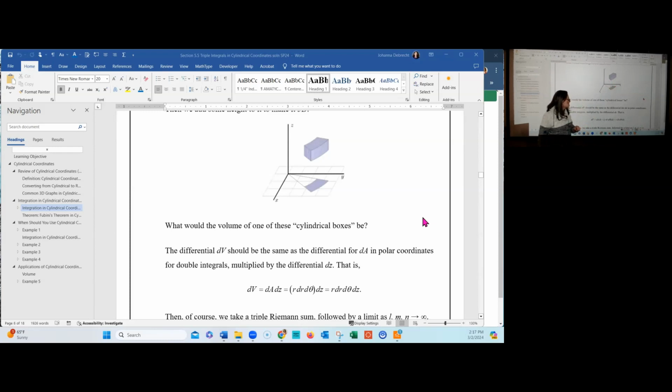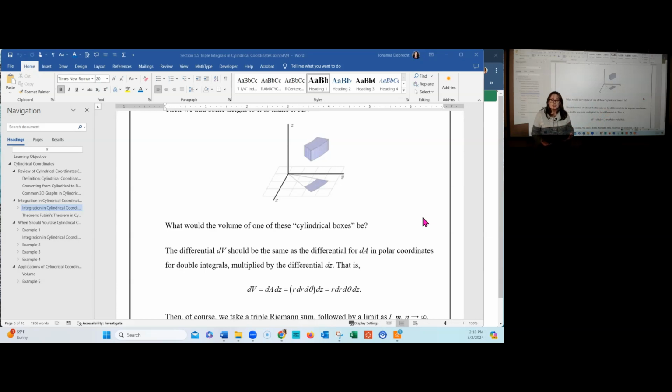single cylindrical box in the image here, that the change in volume, the differential dV, will be dA times dz, because we're going to have the change in area of the polar rectangle multiplied by the change in the z value. But we know the change in the polar rectangle is r dr d theta, or r delta theta. And this becomes the cylindrical differential r dr d theta dz.